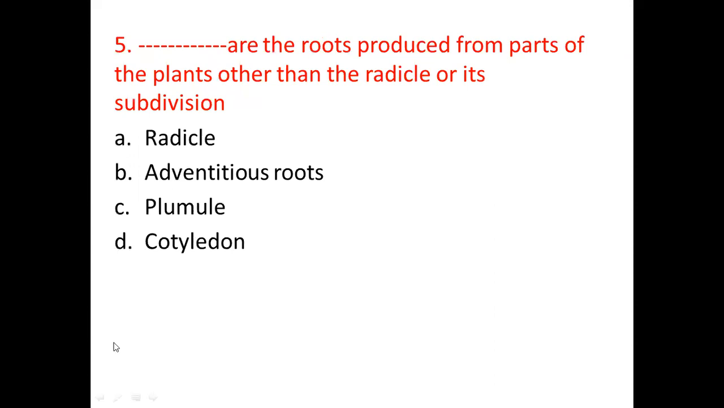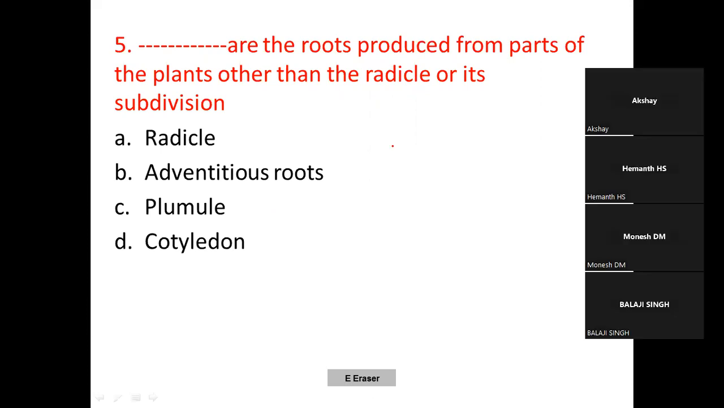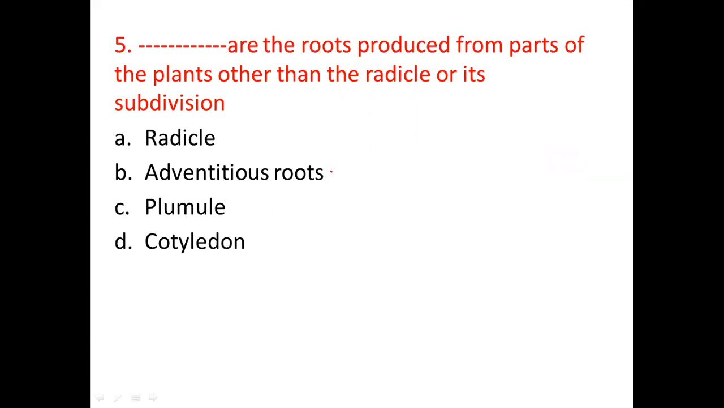Next question: dash are the roots which are produced from the parts of the plant other than the radicle. Please remember, other than the radicle is very important. Other than the radicle, we expect the adventitious roots. Examples of adventitious roots are prop roots and stilt roots. These all come under adventitious roots. Please remember, this is one of the very important questions. So the answer is B here.